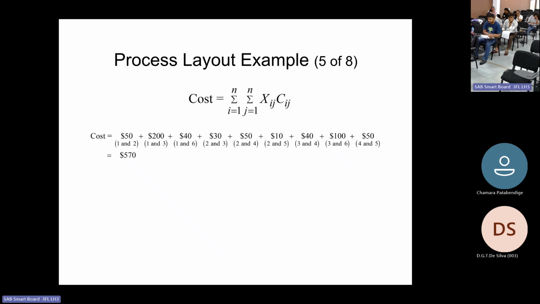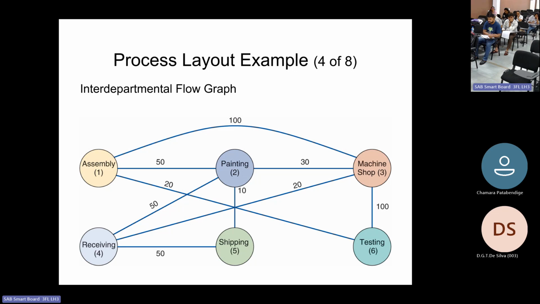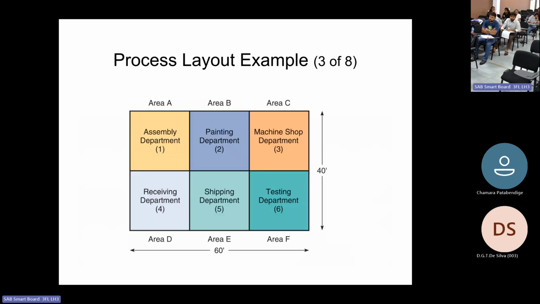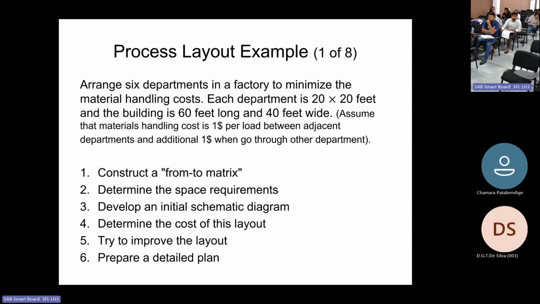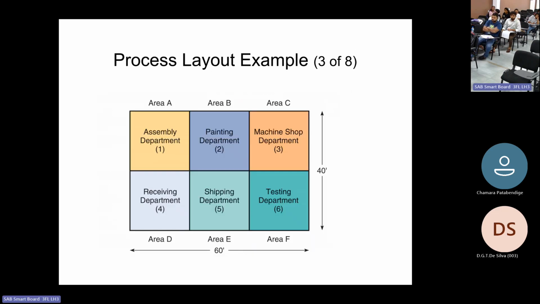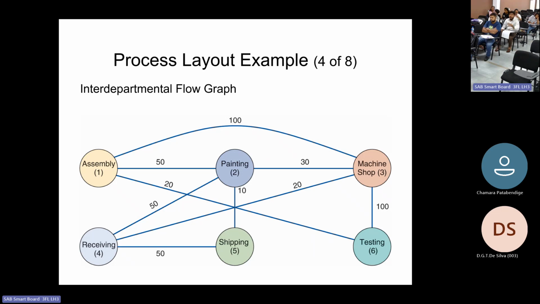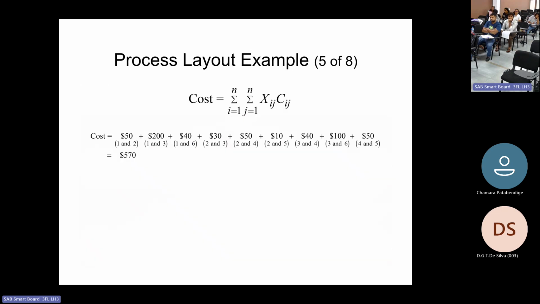Between 1 and 2, like this, right? Between 1 and 2, how many transactions? 50. Per load, what is the transaction cost? $1 per load. So between 1 and 2, there will be $50. Can you understand it?